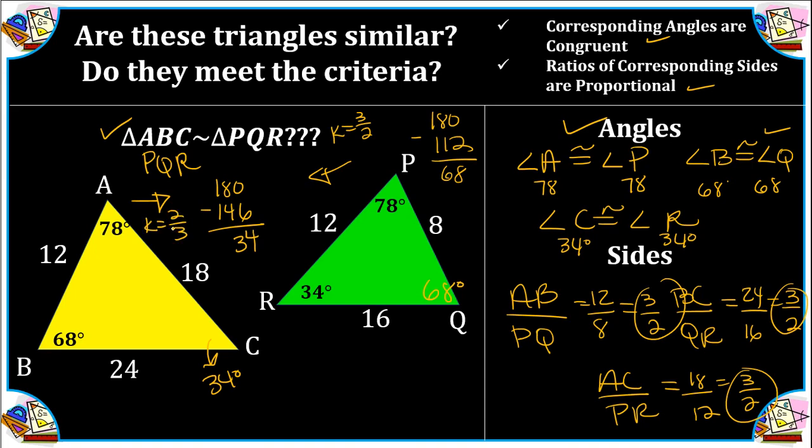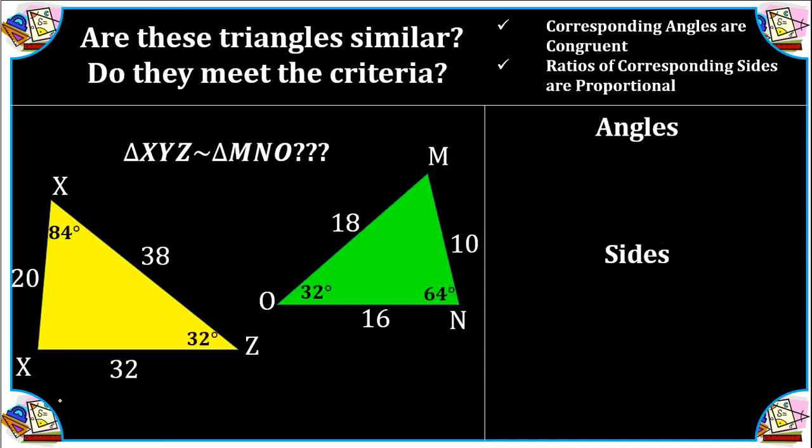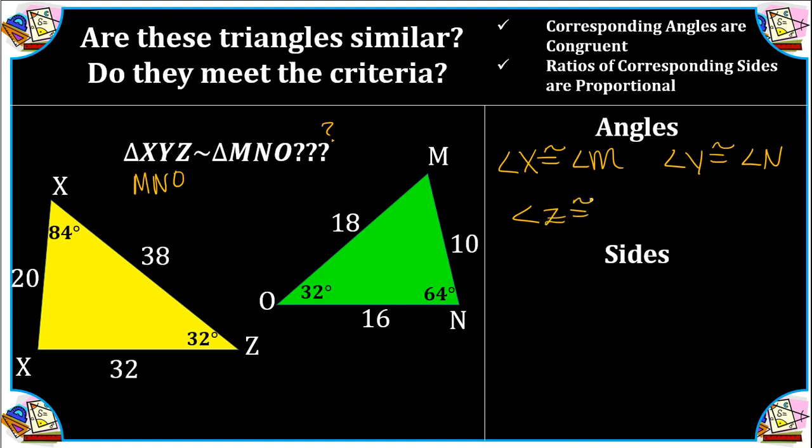So always note which one is the image and which one is the pre-image when given the scale factor. Now let's see if these are similar. So we have triangle XYZ and we're comparing it to MNO. Are these similar? So our angles would be: angle X needs to be congruent to angle M, angle Y needs to be congruent to angle N, and angle Z needs to be congruent to angle O.